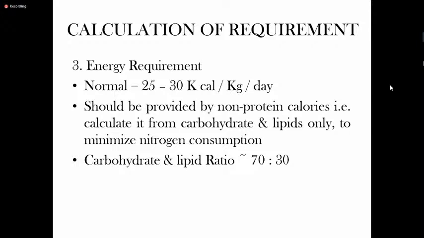Now the next one is energy. Energy requirement is given as 20 to 30 kilocalories per kilogram per day, and this should be provided. Calories come from carbohydrates and lipids, and this minimizes the use of nitrogenous compounds as a source of energy. So total energy requirement must be given as either carbohydrate or lipids, and the ratio of carbohydrate to lipids would be 70 to 30.